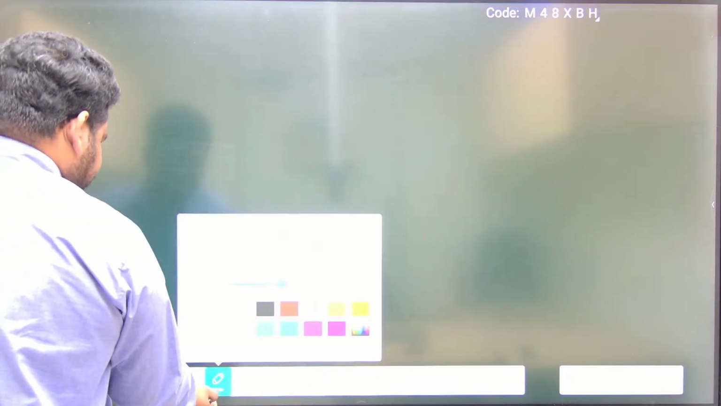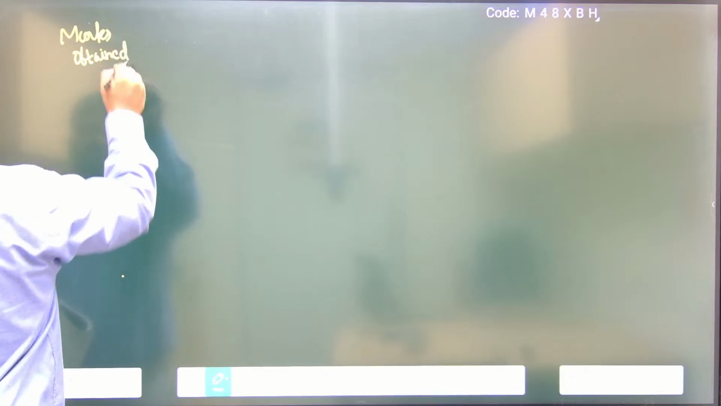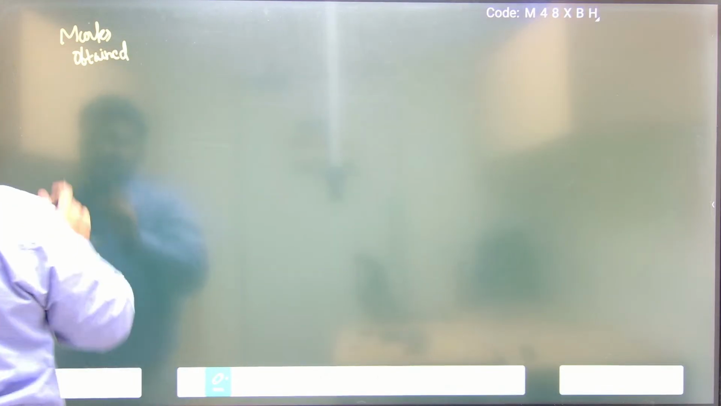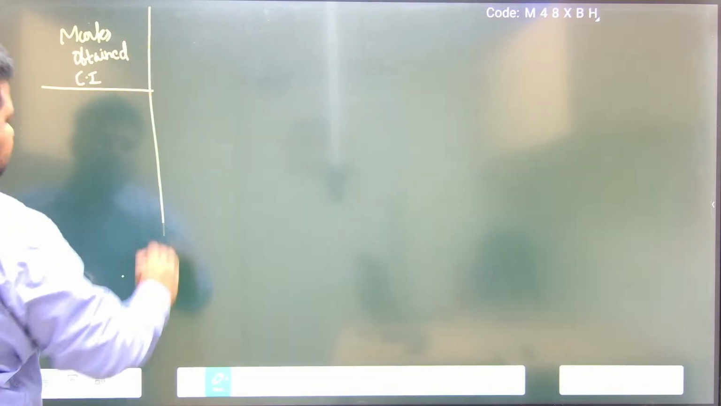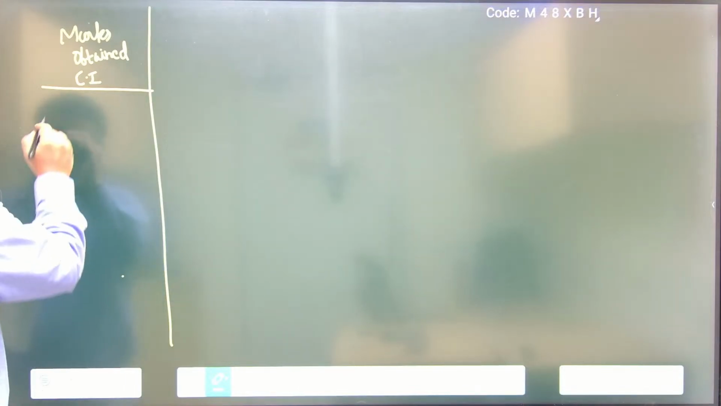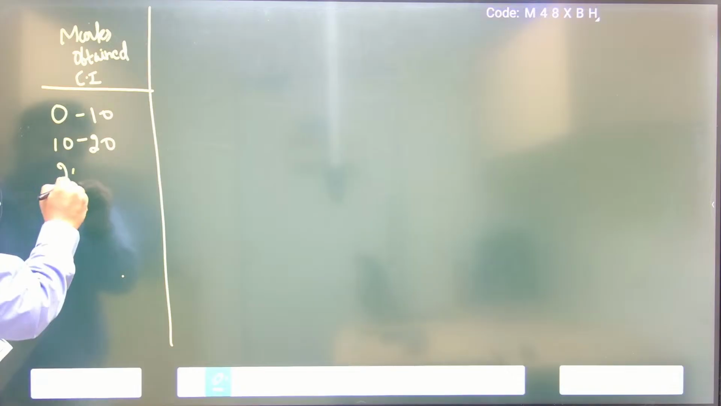So let us draw the table here. What are the things that we will have? First is marks obtained. Marks obtained is nothing but the class interval they have given, that is Ci. So the class intervals are 0 to 10, 10 to 20, 20 to 30.